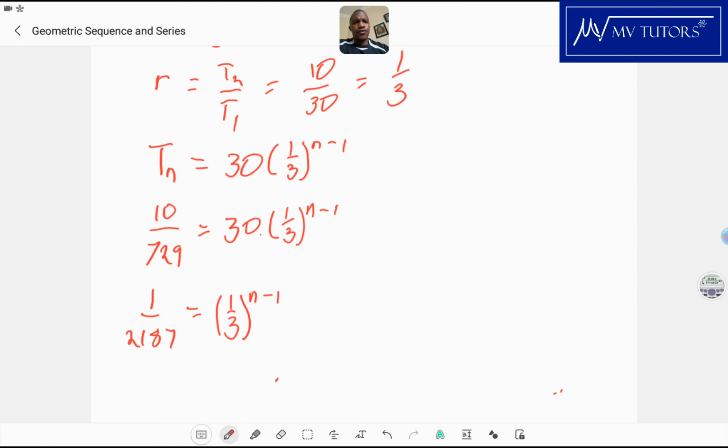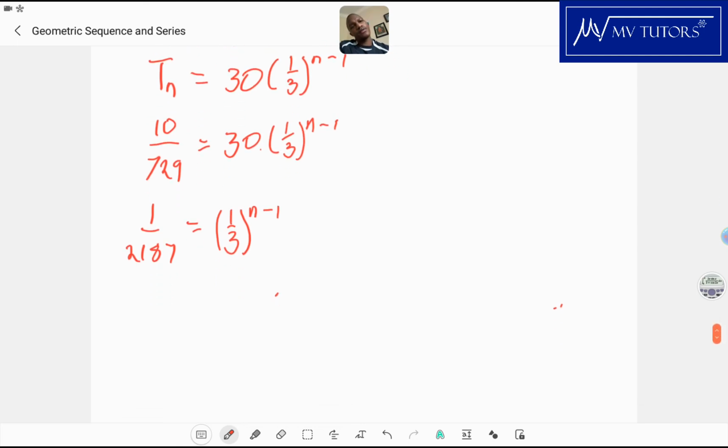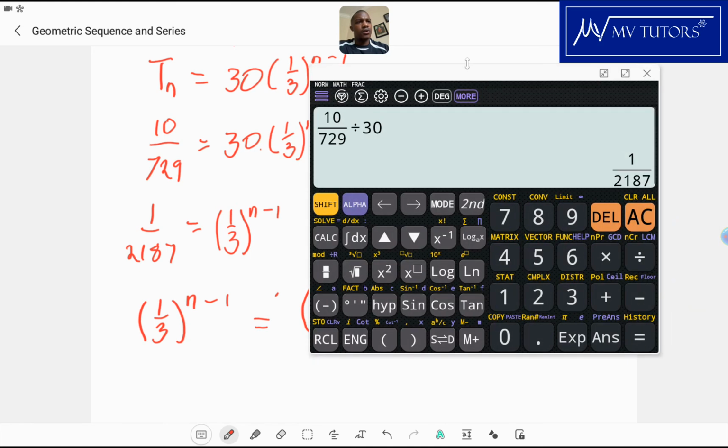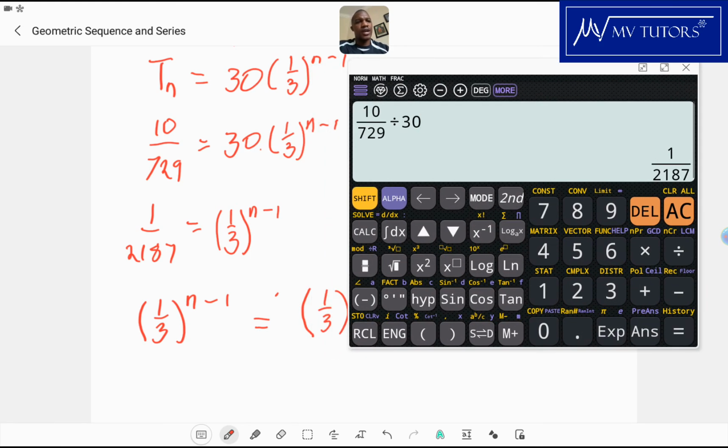Now, as a general rule, when you are trying to solve this kind of equation, when you have a fraction like 1 over 3 to the power n minus 1, what I like to do is have 1 over 3 represent this number. Now I need to figure out the exponent that I will need to put there. Either you know it by heart or you can do trial and error. You can do trial and error.